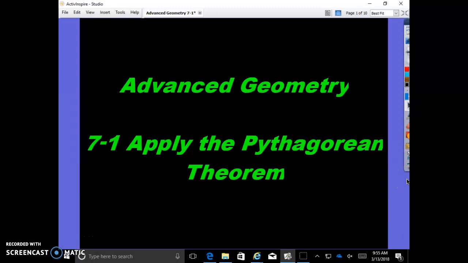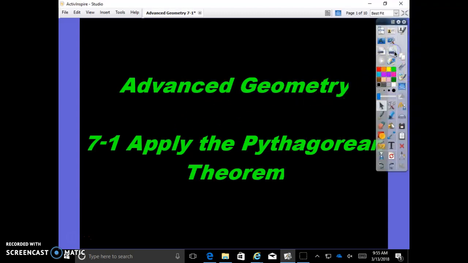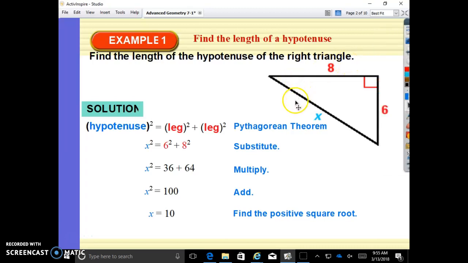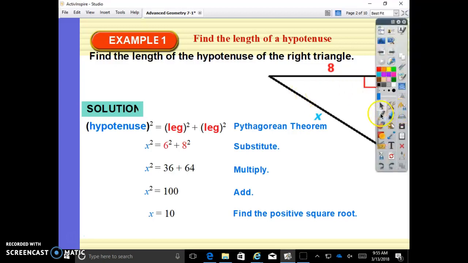So we're going to learn about 7.1, apply the Pythagorean Theorem. Okay, apply the Pythagorean Theorem. So find the length of the hypotenuse of the right triangle. Okay, so the hypotenuse of the right triangle.